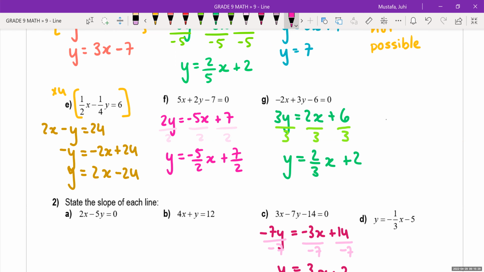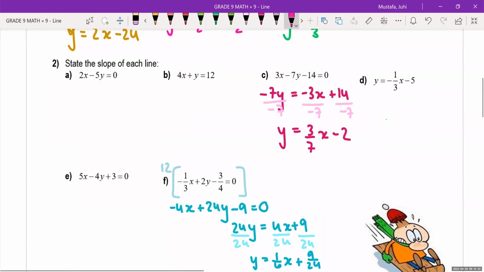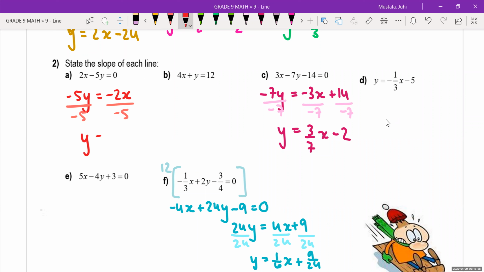Question number 2 says, state the slope of each line. Now for this question, they're secretly telling you to convert it to y is equal to mx plus b, and then they're asking you to just read off whatever number is in front of the x. So for example, for this one, I would go negative 5y is equal to negative 2x. And then I would just divide every single side by negative 5. And so it would be y is equal to 2 over 5x. And it's kind of like saying plus 0. You don't have to write the 0, but your y-intercept is just going to be a 0.